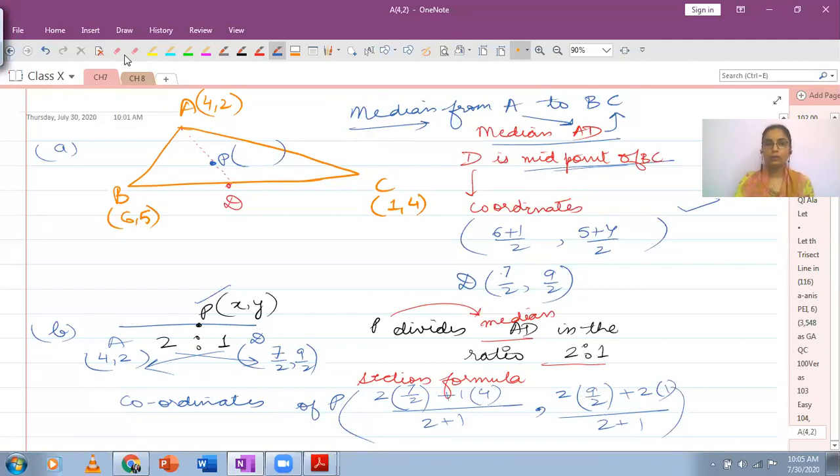What if now you have a median from point B? Now the median you have is from point B. So you have a median from here. It will meet AC at a point. The name of the point is given as E, and this will be the midpoint of AC. This will be the midpoint of AC. Will you be able to find out its coordinates?